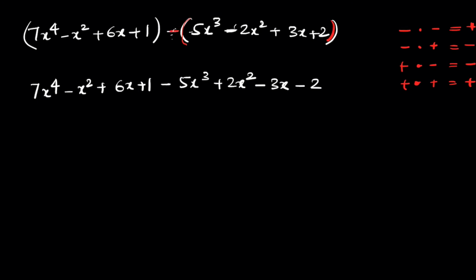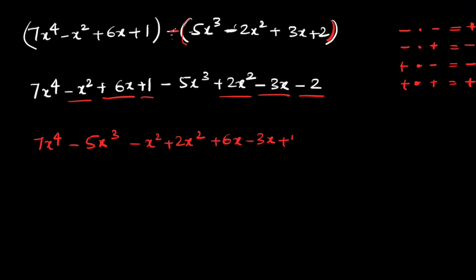Now start taking up the like terms. The like terms are minus x square and plus 2x square, plus 6x and minus 3x, plus 1 and minus 2. Take 7x power 4 and minus 5x cube separate. Next you have minus x square plus 2x square, plus 6x minus 3x, plus 1 minus 2. Now simplify each of the like terms. We get 7x power 4 minus 5x cube. Minus 1 plus 2 becomes plus 1, so plus x square.